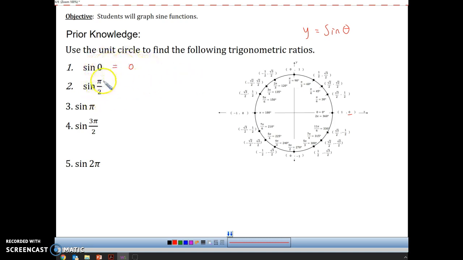For sine of pi over 2, we go to pi over 2 and we identify the y value, which is 1. For pi, it's 0. For 3 pi over 2, the y value is negative 1. And at 2 pi, we again have 0. So you should notice that these values go from 0 to 1 to 0 to negative 1 to 0.